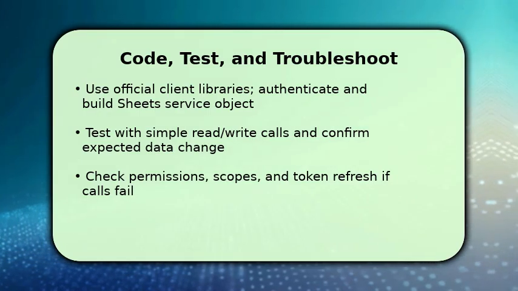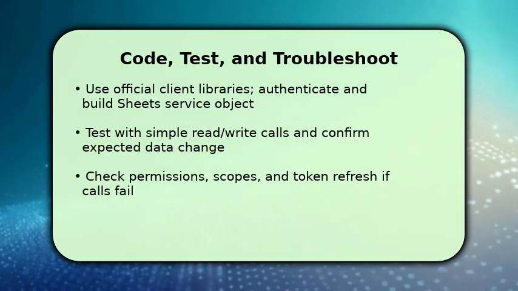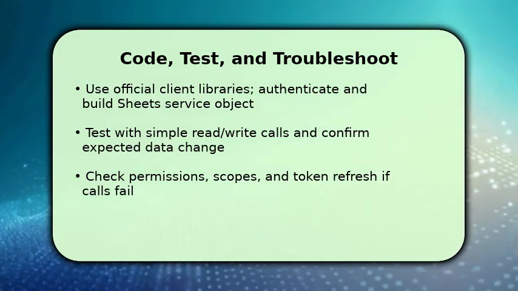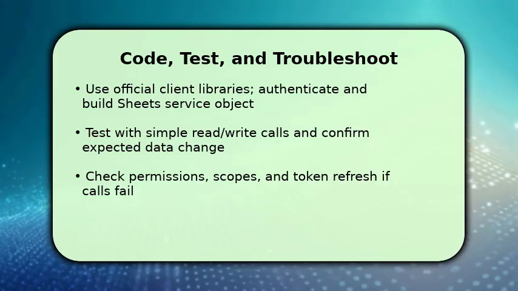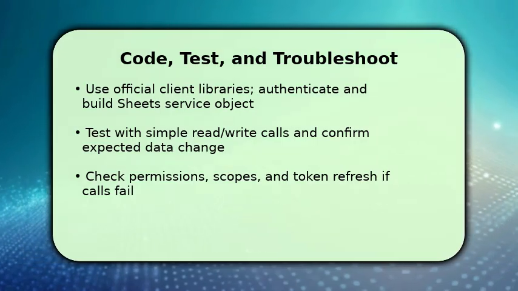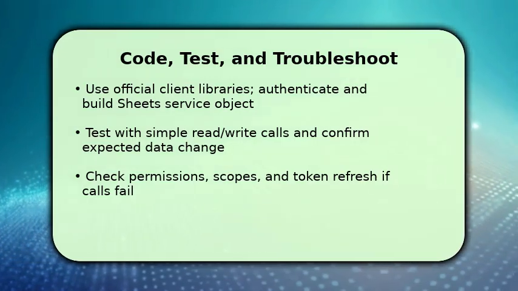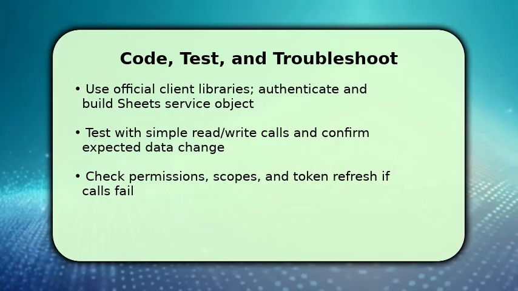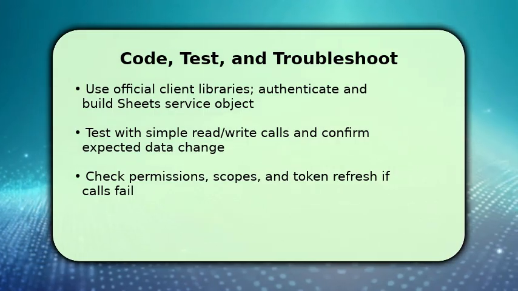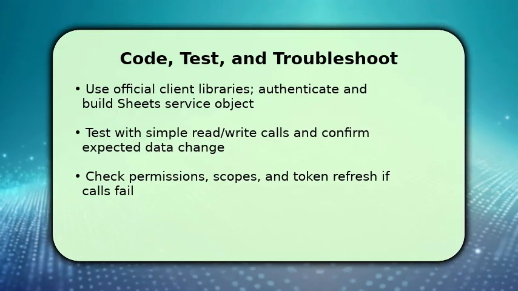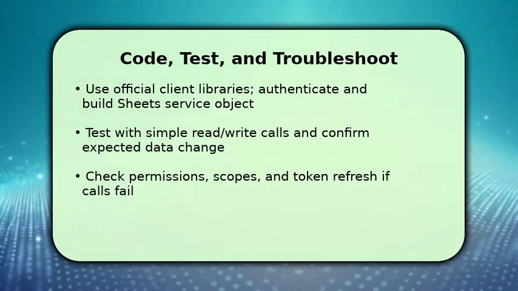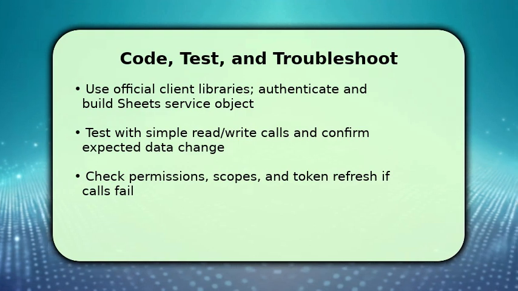Once done, run a minimal call, read a range or append a row, to verify that credentials, scopes, and sharing are correct. If you hit permission or invalid credentials errors, inspect the token, confirm the service account is shared with the spreadsheet, and verify scopes match. Finally, ensure the JSON key is valid and that your system clock is accurate so tokens are accepted.